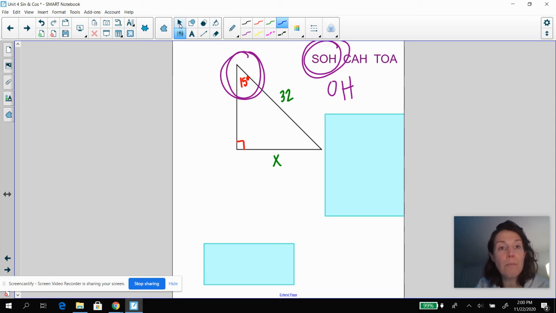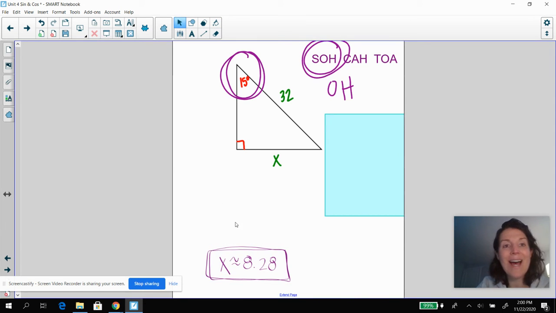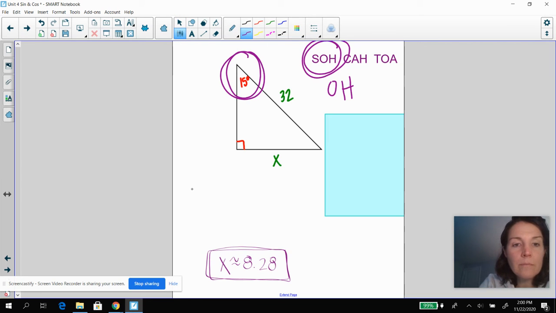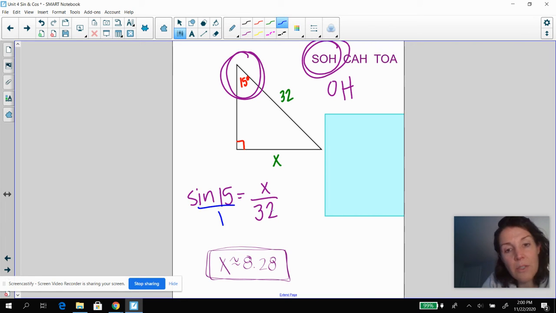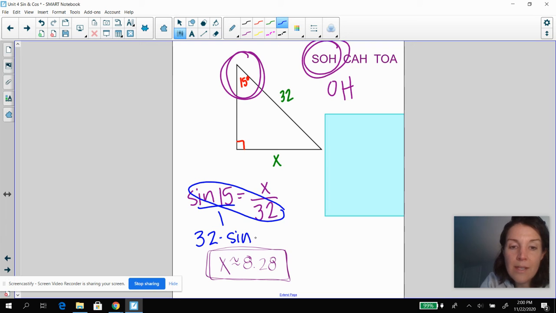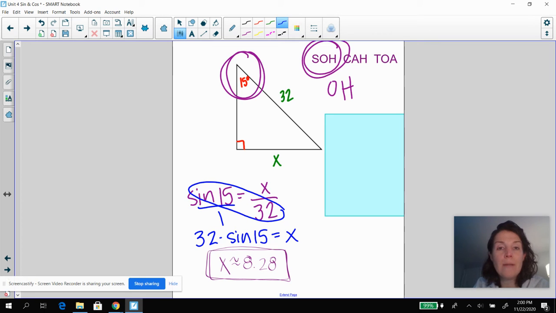And so to set up this problem, we would simply say that the sine of angle 15 is equal to x over 32. And to solve this, we would do a little cross multiplication, right? So in your calculator, you would literally do 32 times the sine of 15 degrees is equal to x. And x winds up being approximately 8.28.